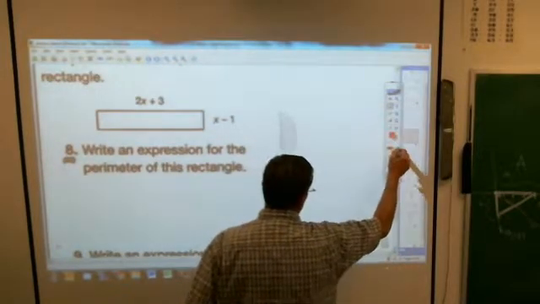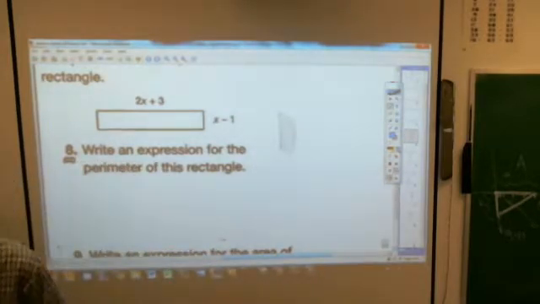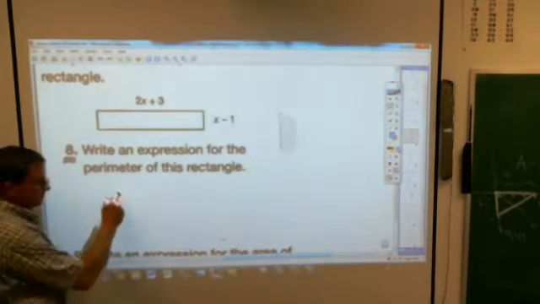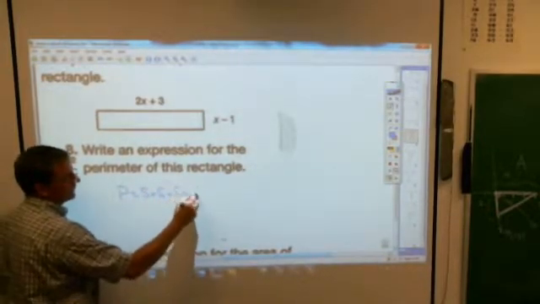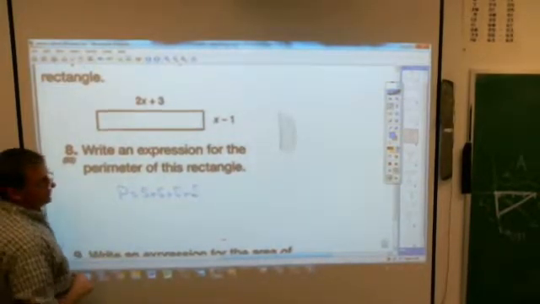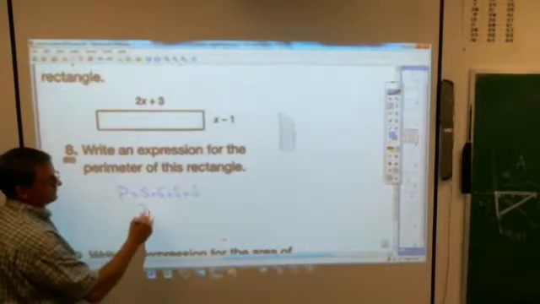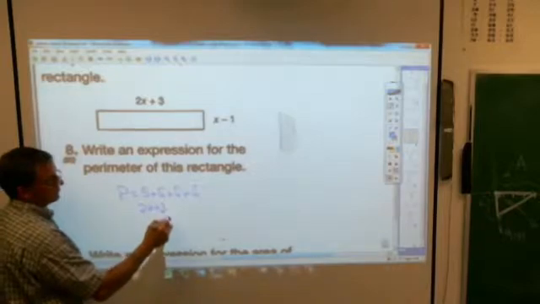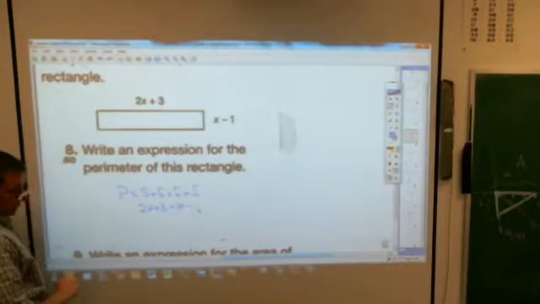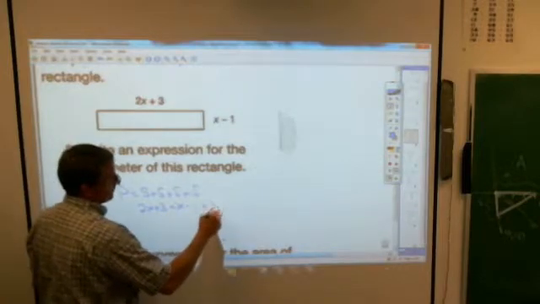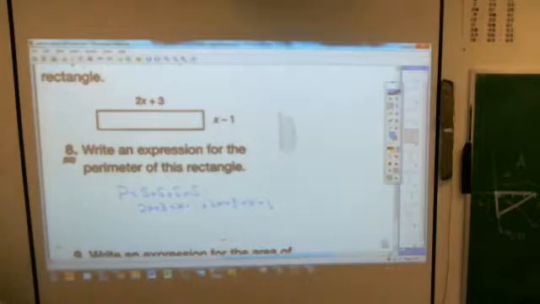Well, do you know how to find the perimeter of rectangles? How do you do that? Perimeter equals side plus side plus side plus side, right? So what are the sides? They are 2x plus 3 and x minus 1, and that's only 2 of them. The other one is 2x plus 3, and the other one is x minus 1. So there's your perimeter, you just need to simplify it.